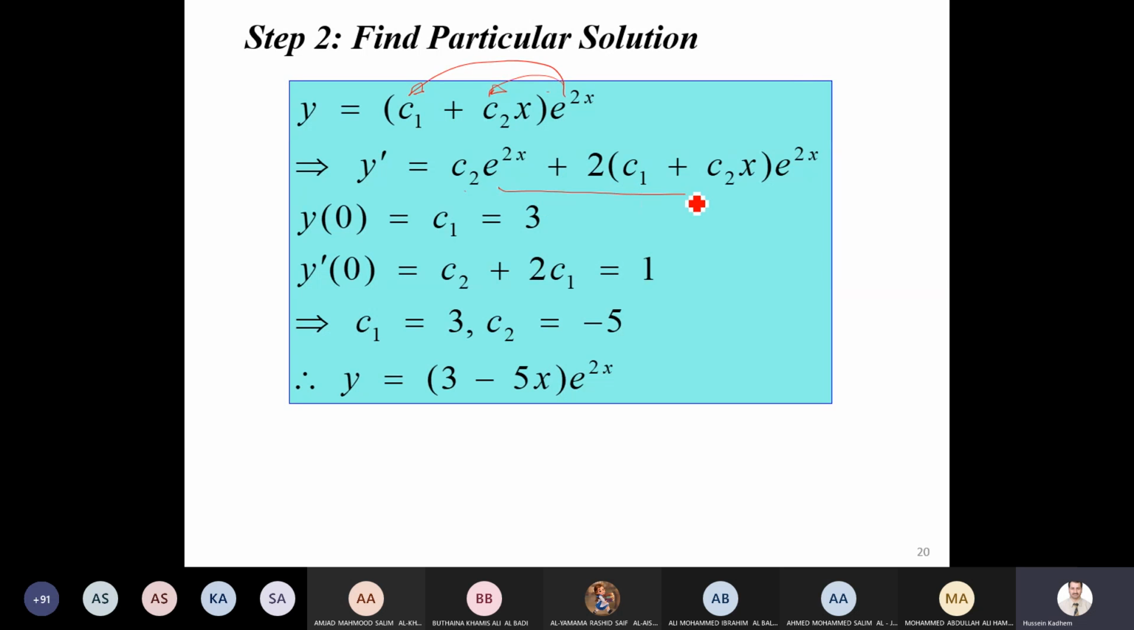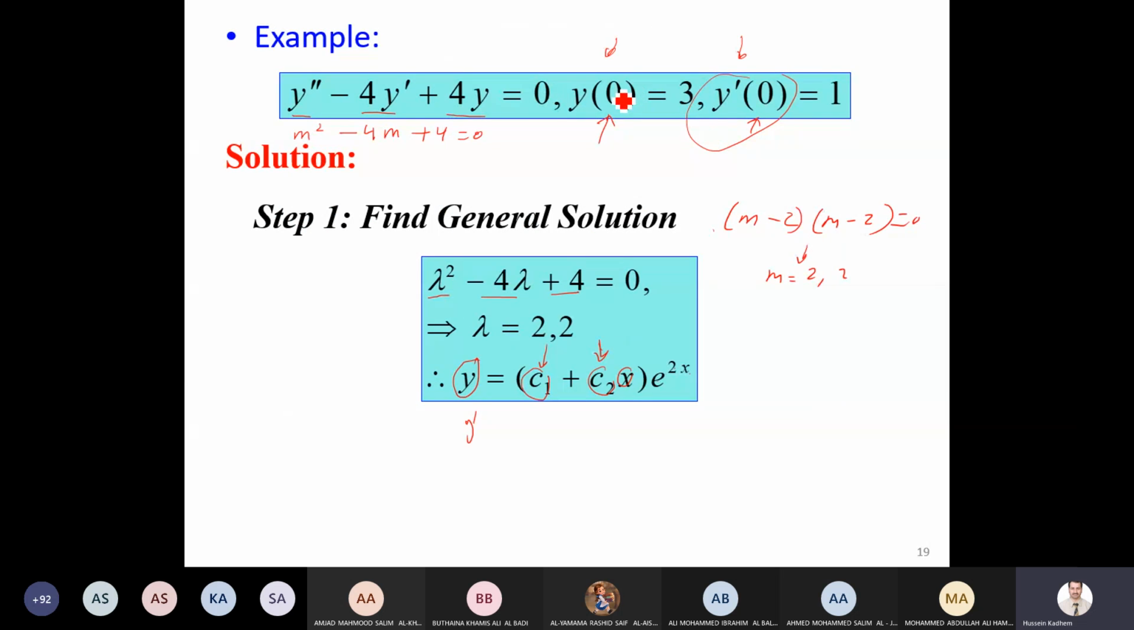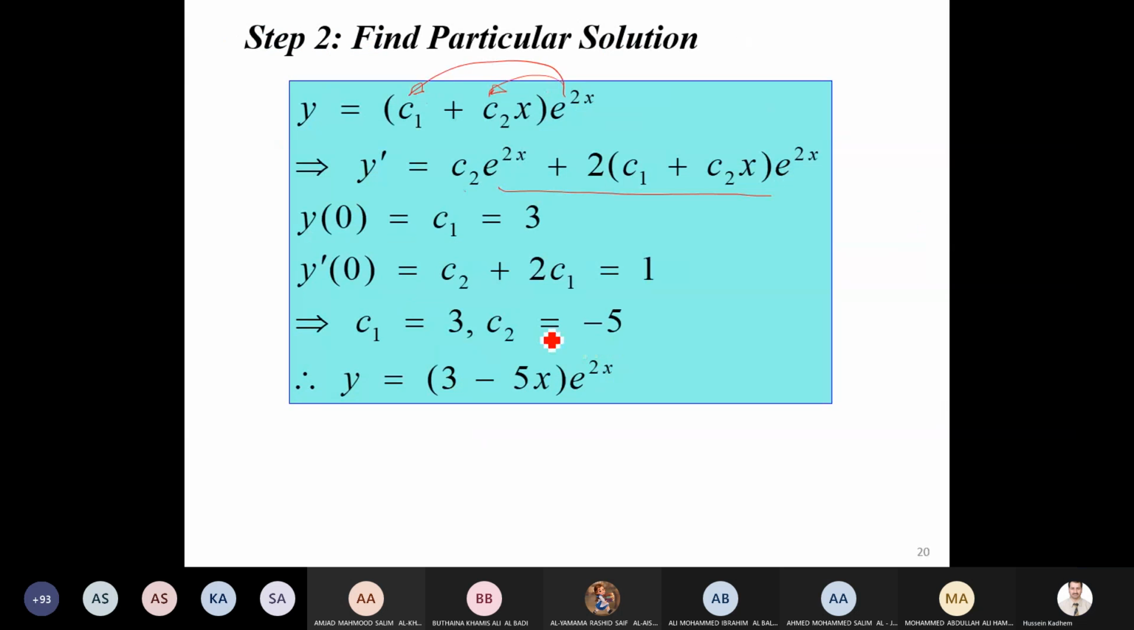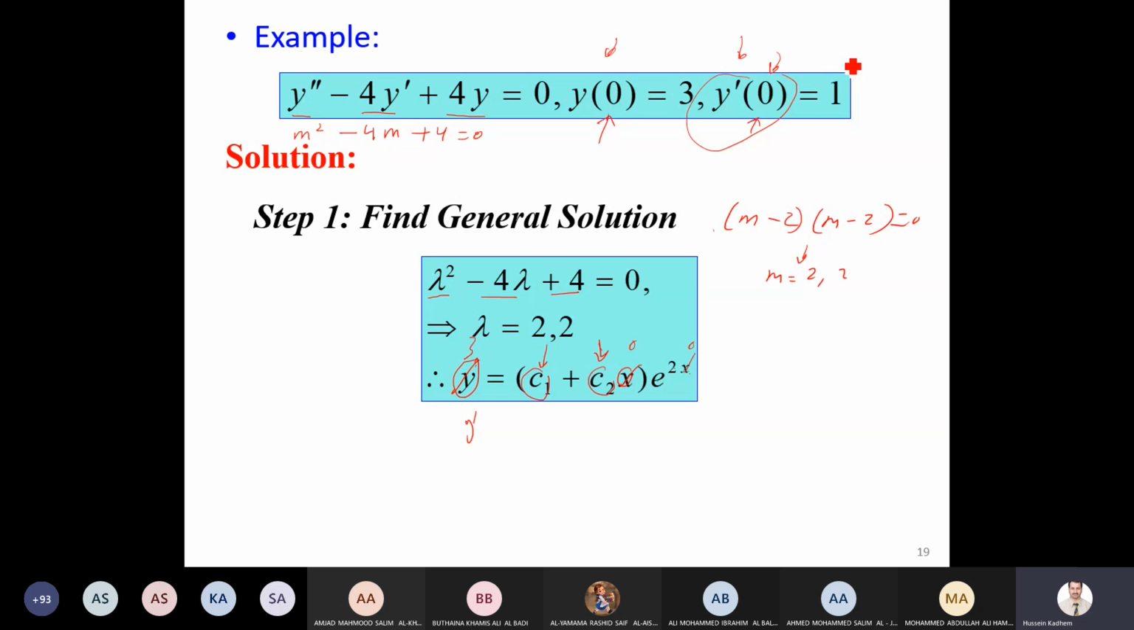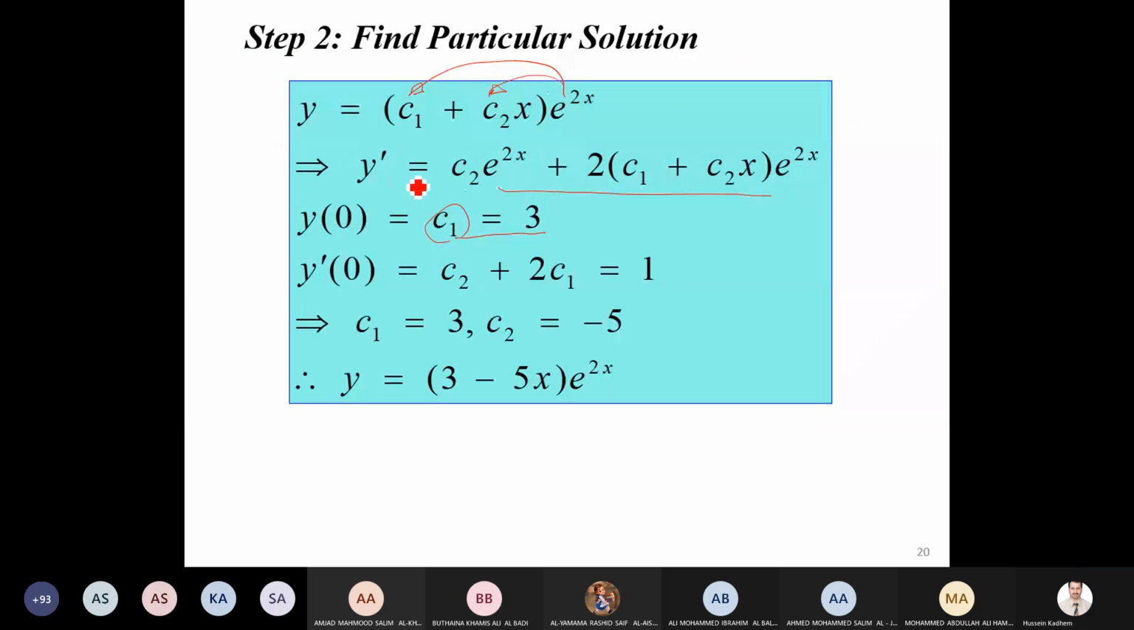We got this formula. Now let's go back to the condition. Here the condition says when x equals 0, y equals 3. I will substitute here by 3 and here by 0, here by 0, and simplify. From the first one I got c1. Now I come to y dash. I will substitute also by x equals 0, y dash equals 1, I mean here 1, here 0, here 0, here 0, and simplify.